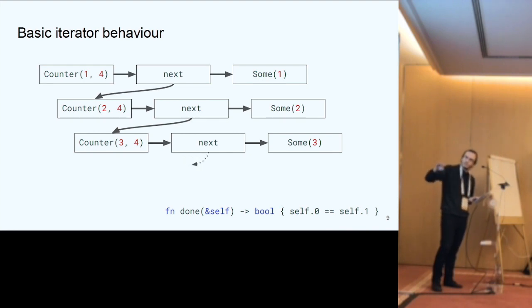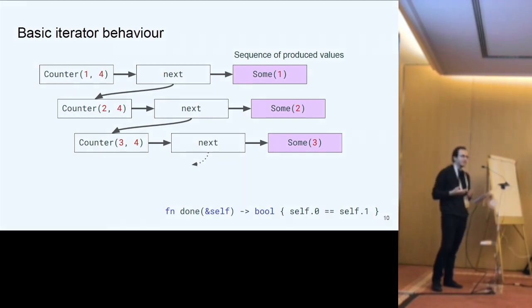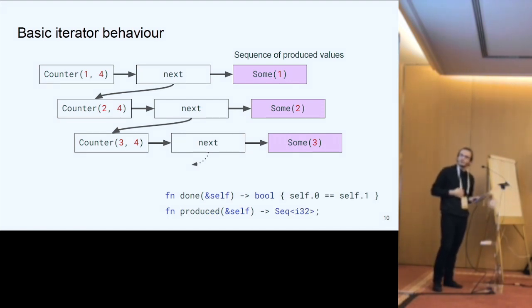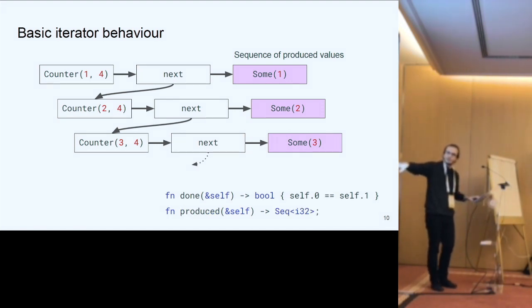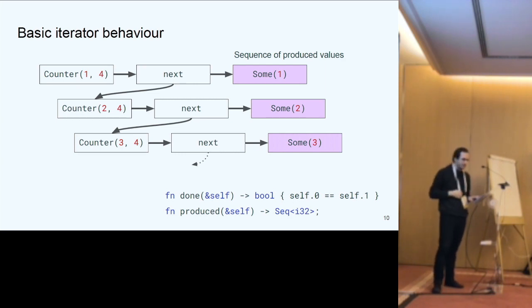Then, ignoring this part, when it's an iterator, what matters to us is, of course, the sequence of values it actually produces. So we talk about this as the produced sequence of values. And note this is a sequence as in something that is only available to the verifier and not an actual collection type.